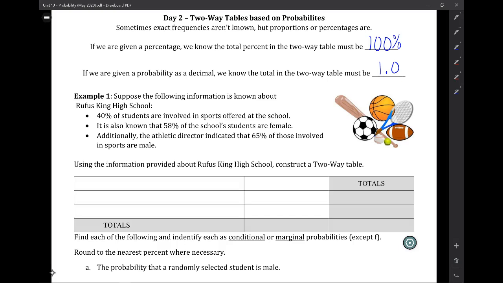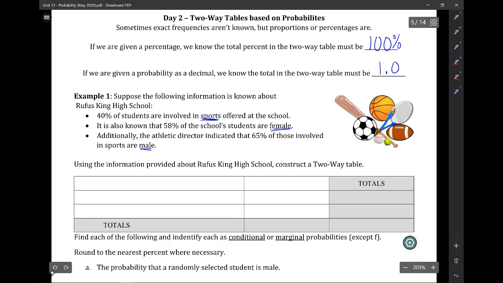Suppose the following information is known about Rufus King High School. 40% of the students are involved in a sport. 58% of the school students are female, and it says the athletic director indicates that 65% of those involved in sports are male. So I'm hearing a couple different things: being involved in a sport, female, and male.